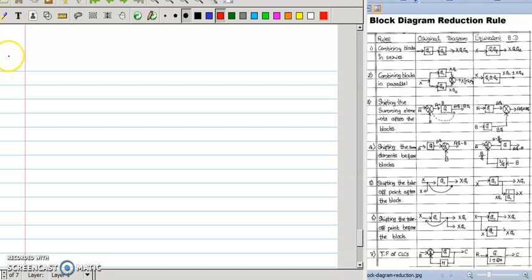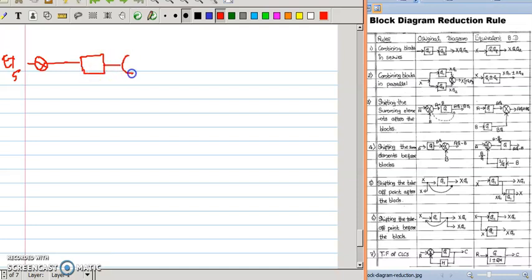Okay, let's move on to the next example from the block reduction method. Example number 5. This example is a little bit complicated. A mixer with some input. Again there is a block, again there is a mixer, and again there is a block. Actually there are two blocks. One is feedback.